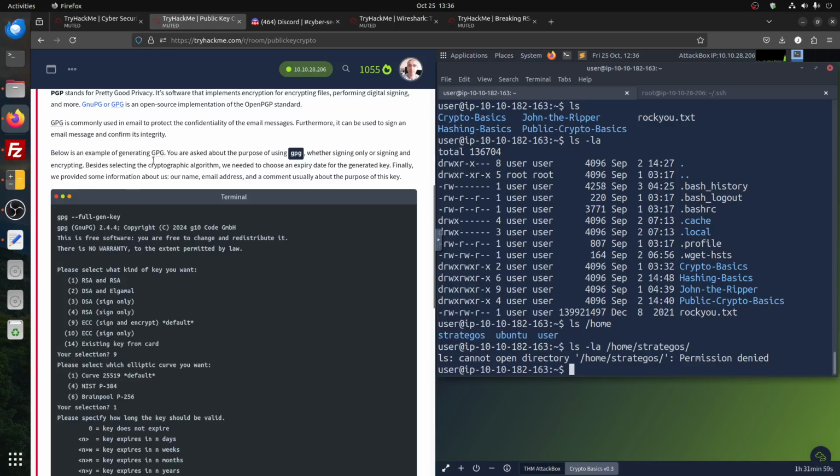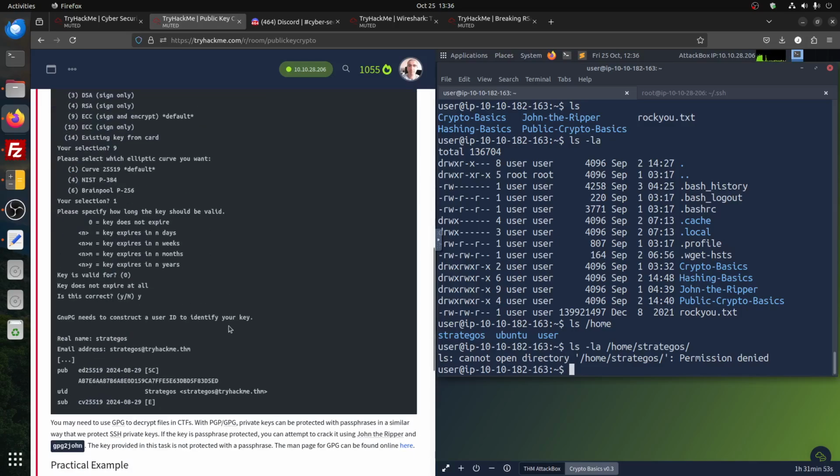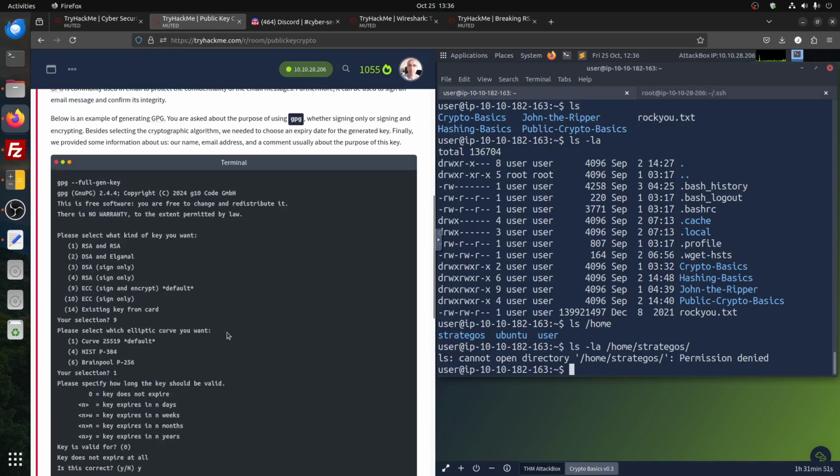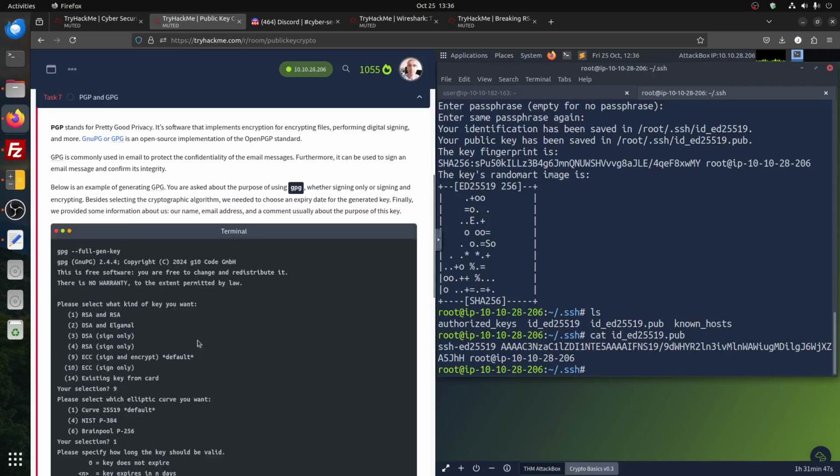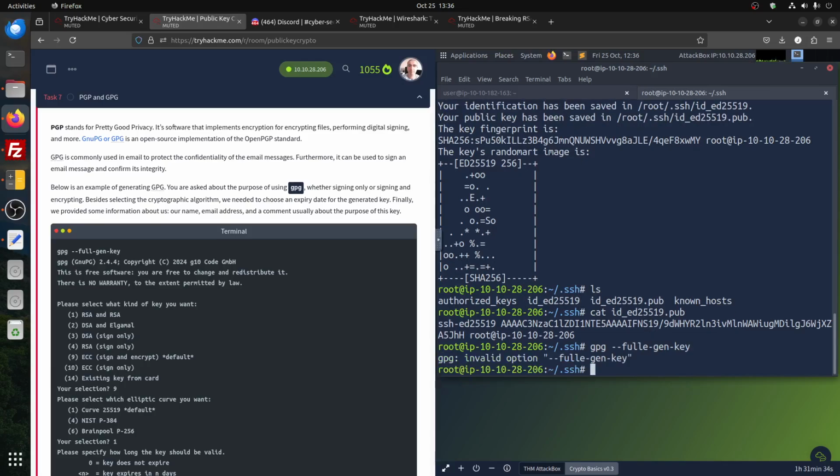Below is an example of a generated GPG key. You are asked about the purpose of your GPG key, with signing. Okay, this one, the whole thing. Let's try to play around with it here. What does it tell us? GPG --full-gen-key. I'm confused about that, it's full without an E.